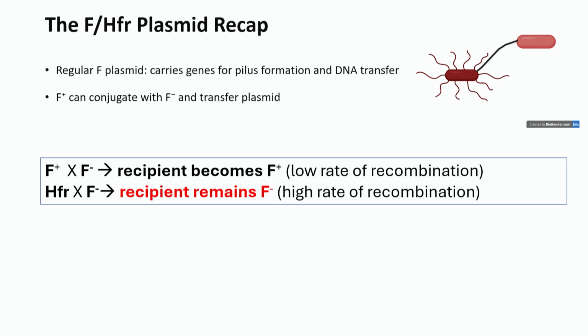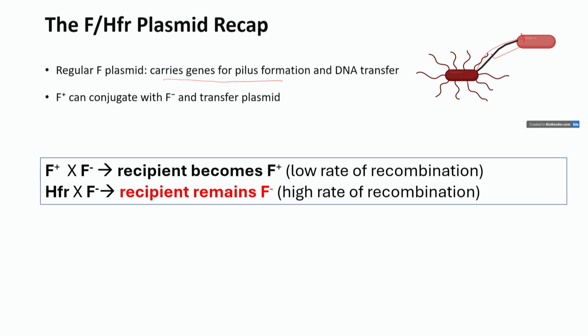Okay, so in the last class we talked about the F factors and HFR. They were plasmids that either stay outside the bacterial genome as an independent entity, or they have the capability to get integrated, and when they get integrated we call them HFR. So F plasmids carry the genes that are required for the formation of the sex pilus, and they are also required for the transfer of DNA from one donor bacteria to the recipient bacteria.